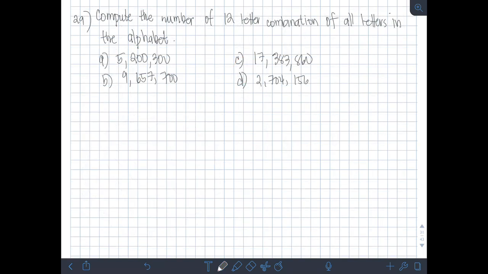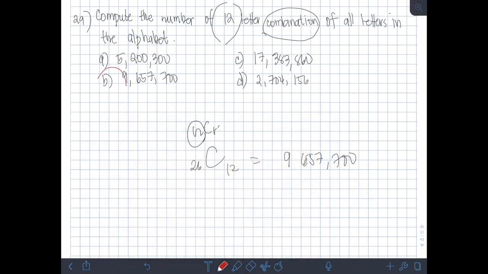Okay? Next, we have compute the number of 12-letter combination of all letters in the alphabet. So, combination yung keyword. So, therefore, gagamit tayo ng nCr. Okay, so yung n natin ay kung ilan ba yung letters ng alphabet, which is 26. So, we have 26C. R natin ay kung ilan yung letter combination na required, which is 12. So the answer is 26C12. So, using calculator, masasolve natin ito as 9,657,700. So, the answer is letter B.